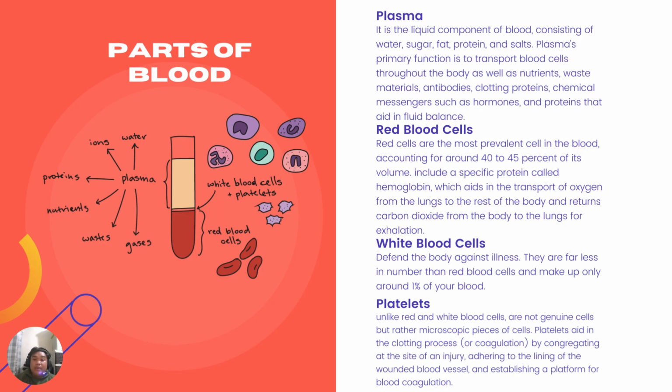Lymphocytes. There are two main types of lymphocytes, T cells and B cells. T cells are responsible for attacking infected or cancerous cells directly, while B cells produce antibodies that can recognize and neutralize foreign invaders. Monocytes: these are the largest white blood cells that can transform into macrophages, which are specialized cells that engulf and digest bacteria, viruses, and other foreign invaders.